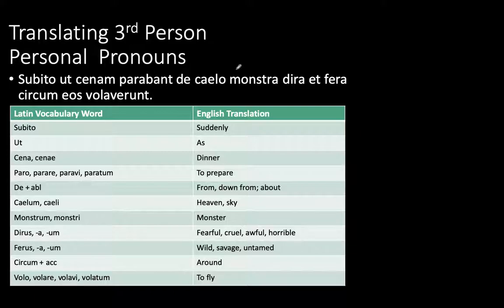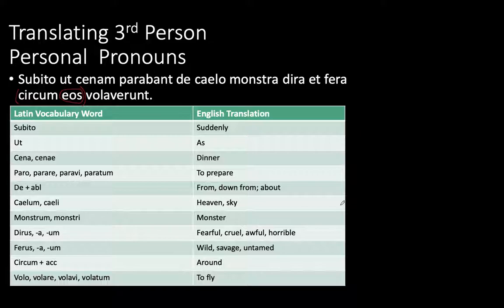I hope you could easily spot our personal pronoun, eos. I like that it follows the preposition circum because I know that it has to be the object of that preposition. The os tells me that the antecedent is masculine and that it is plural.